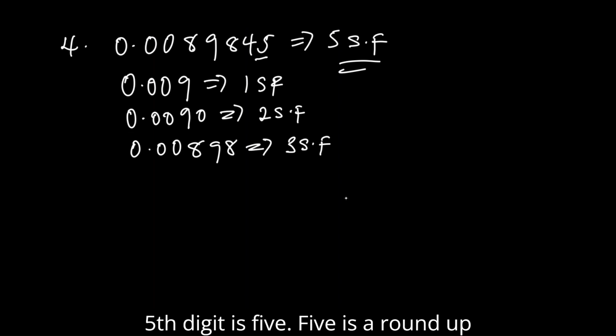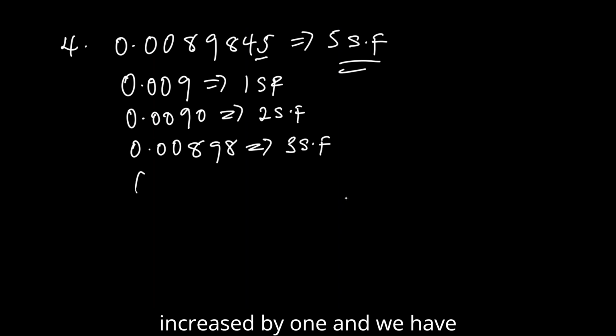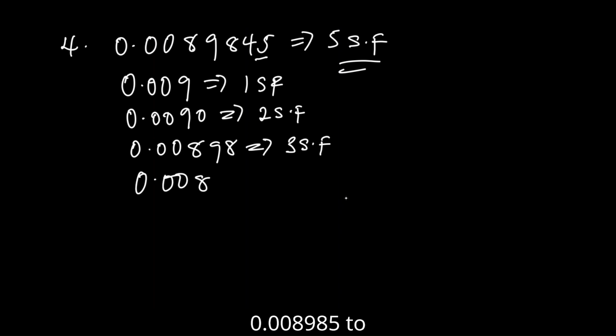Then to four significant figures, the fifth digit becomes our reference digit. The fifth digit is 5. 5 is a round-up digit, therefore the preceding digit is increased by 1, and we have 0.008985 to four significant figures.